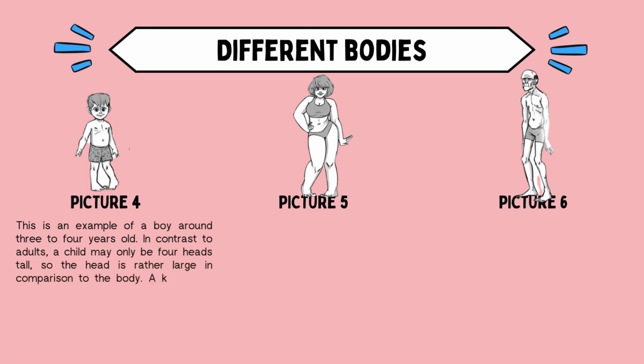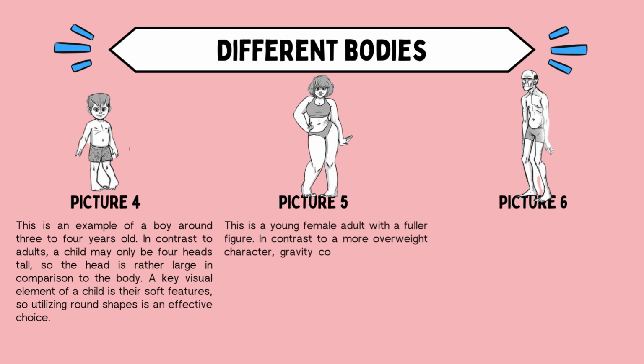This is an example of a boy around 3 years old. In contrast to adults, a child may only be 4 heads tall, so the head is rather large in comparison to the body. A key visual element of a child is their soft features, so utilizing round shapes is an effective choice.